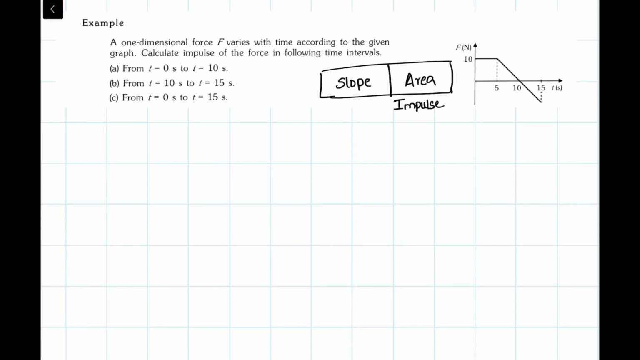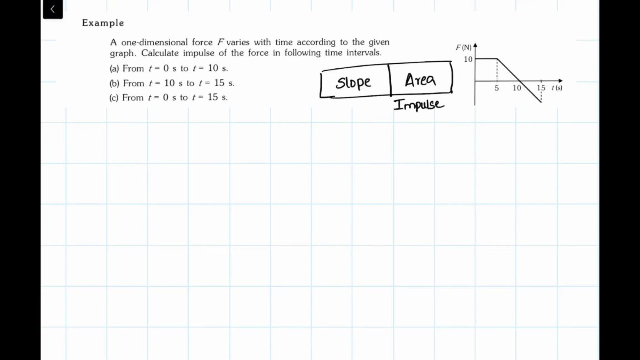Force into time is impulse. So in the given question, a one-dimensional force varies with time according to the given graph. Calculate the impulse of the force in the following time intervals, where time varies from 0 to 5, then from 5 to 10, from 10 to 15. So in the first part, we have to calculate the impulse from 0 to 10 seconds.